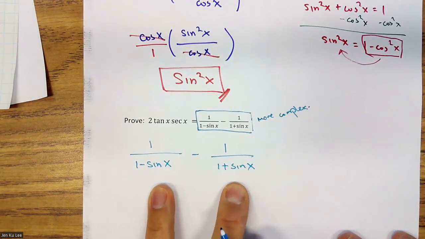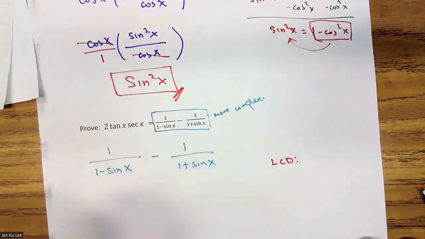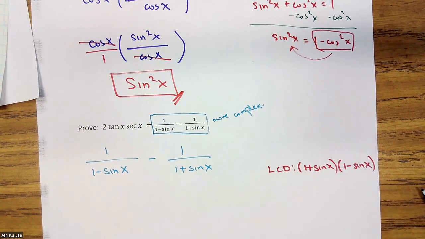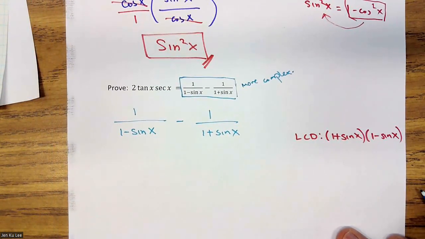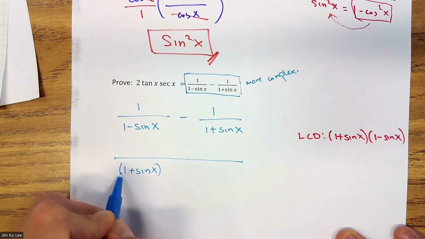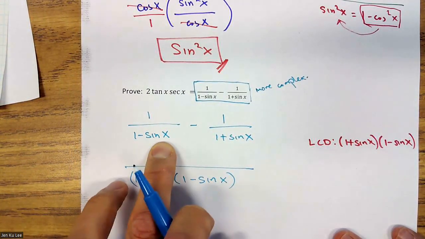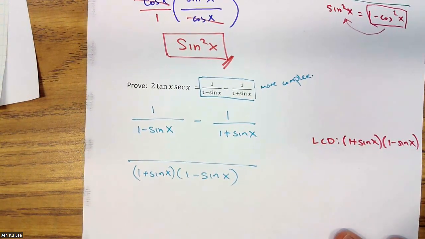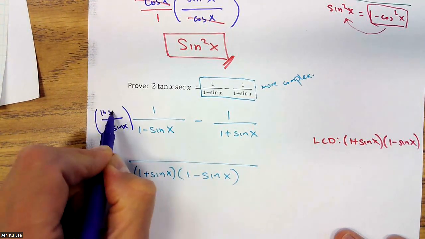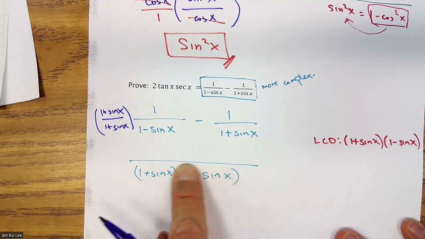Okay. I see 2 fractions. I'm gonna try and put them together with the common denominator. My common denominator here would be 1 plus sine of x times 1 minus sine of x, right? So that's my LCD. So that would be here. 1 plus sine of x times 1 minus sine of x. Okay? So if I have a denominator of 1 minus sine of x here, I would have to multiply both top and bottom here by 1 plus sine of x. And again, I multiply 1 plus sine of x because 1 plus sine of x times 1 minus sine of x is the same denominator here.